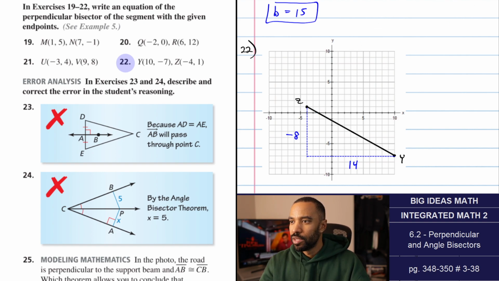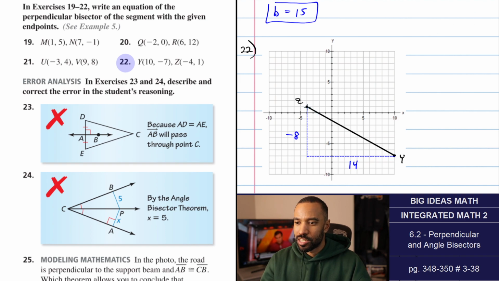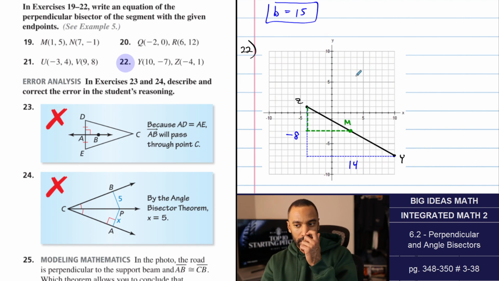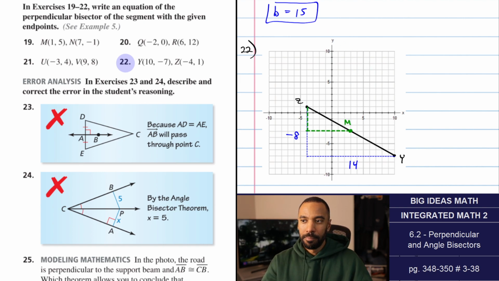Sorry, I just messed something up. Will be half that distance. So instead of down 8, let's go down 4. Instead of over 14, let's go over 7. And boom, you land on this midpoint right here. This M. Boom. Right there. The M, the only problem is I think this is going to be a fraction y-intercept again. But the M is at 3, negative 3.